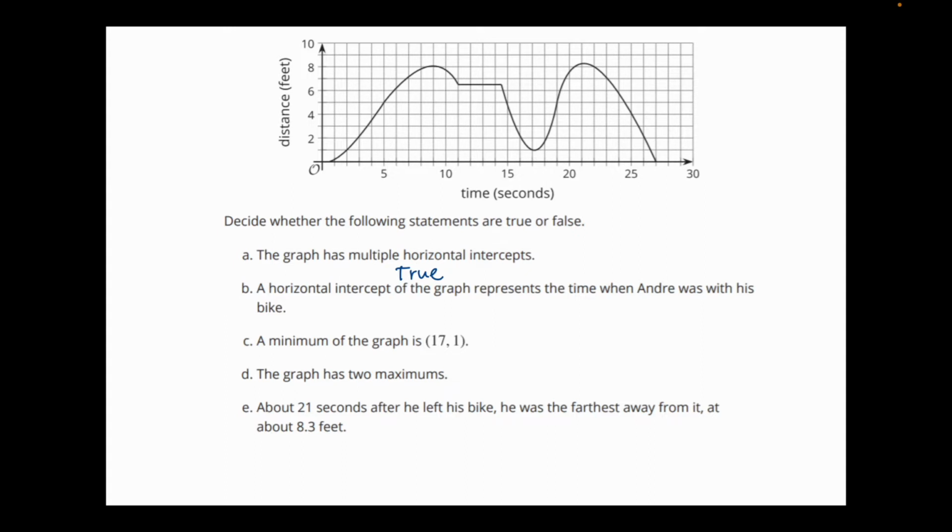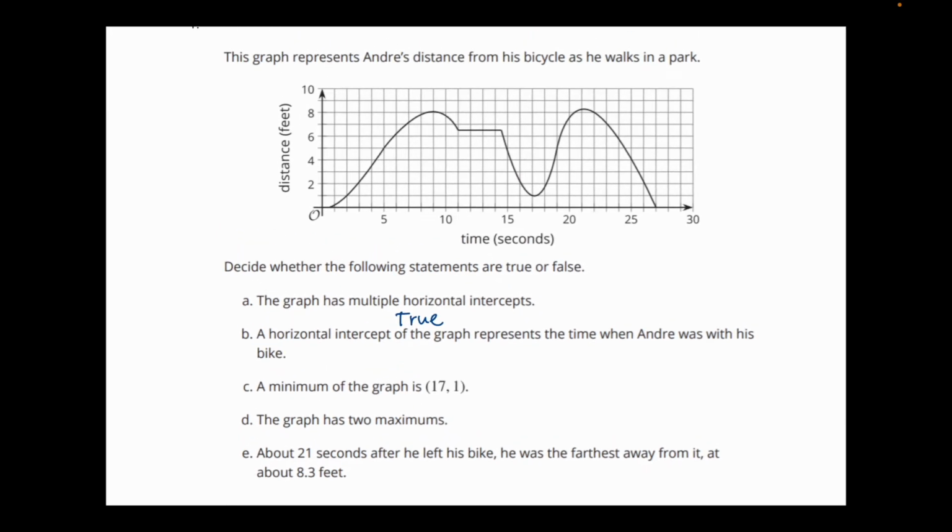Part B, a horizontal intercept of the graph represents the time when Andre was with his bike. Well, it's his distance from his bike, and that would mean that his distance is at 0 at that time. So I would agree, and I would say that this is also true.